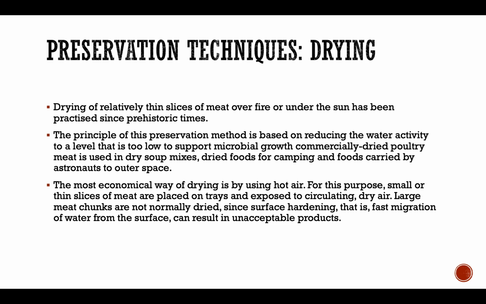The most economical way of drying is by using hot air. For example, for this purpose, small or thin slices of meat are placed on trays and are exposed to circulating dry air. Large meat chunks are not normally dried since surface hardening, that is, fast migration of water from the surface, can result in an unacceptable product.